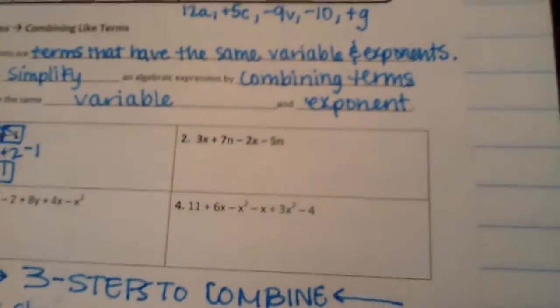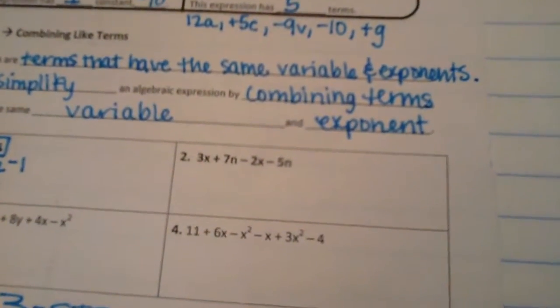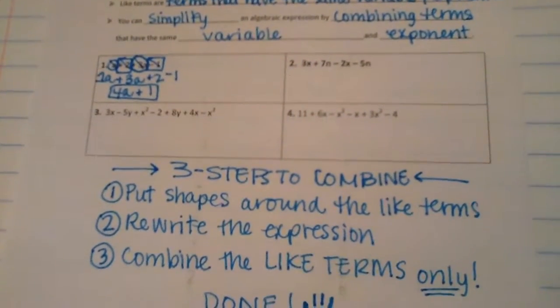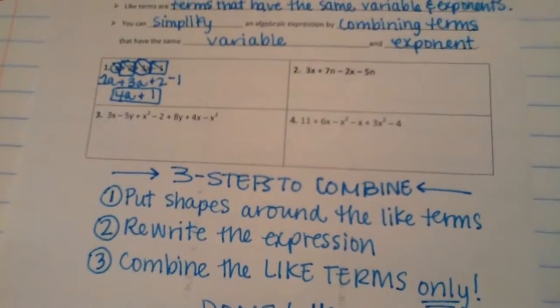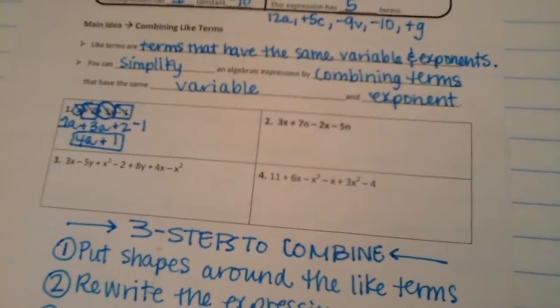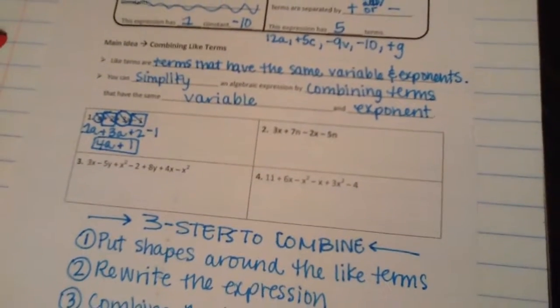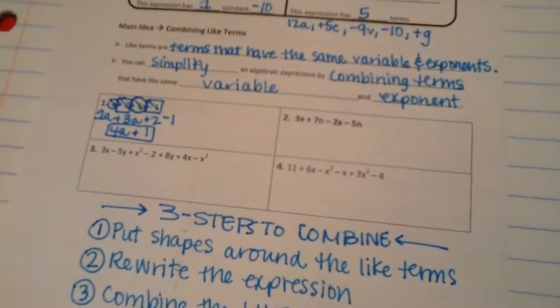Okay? Now, I want you to go ahead and start off on number 2. Start off by yourself so you guys can pause the video. And I want you to do step 1 of our 3 steps. So put the shapes around your like terms. Remember, you have to include the sign that's in front of it. So pause the video, and I want everyone to put shapes around their like terms for number 2.